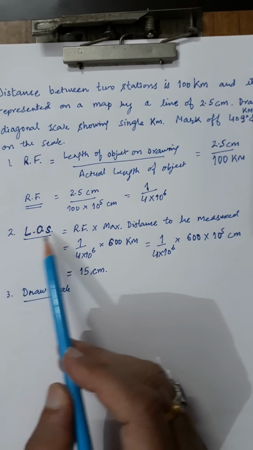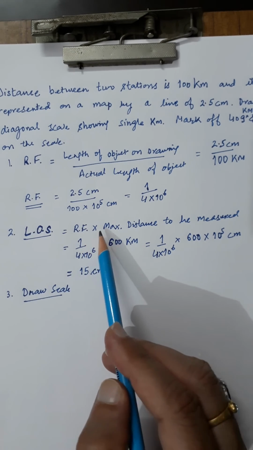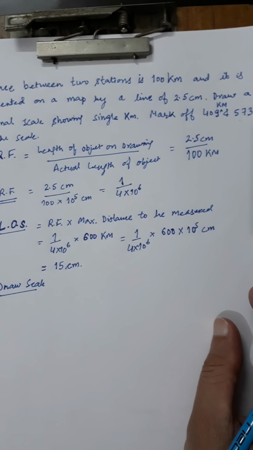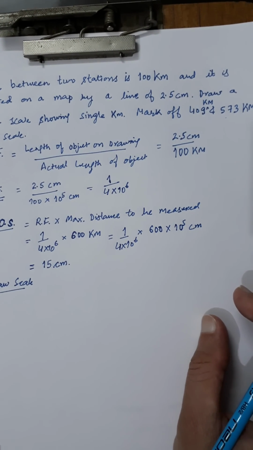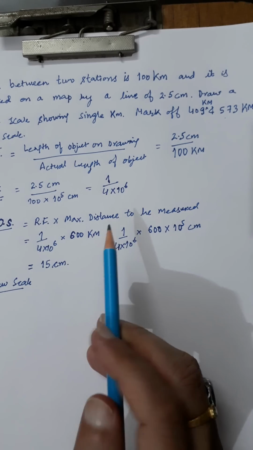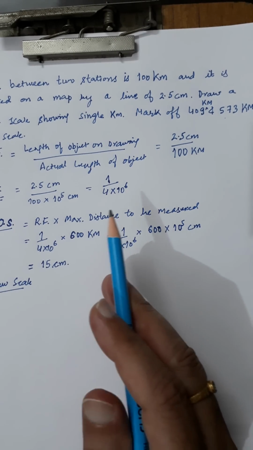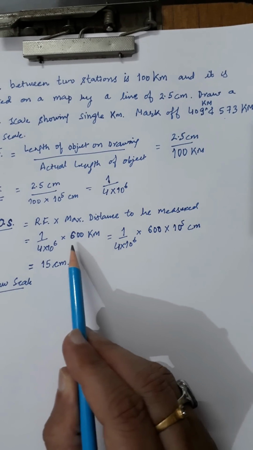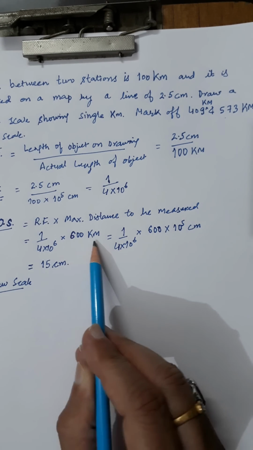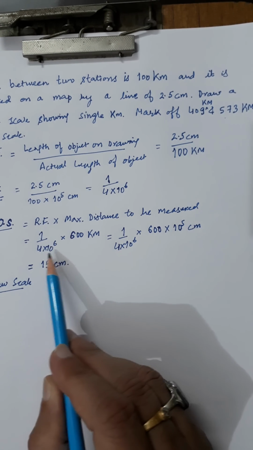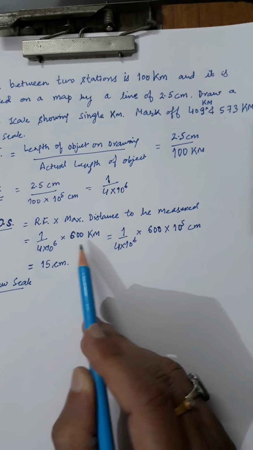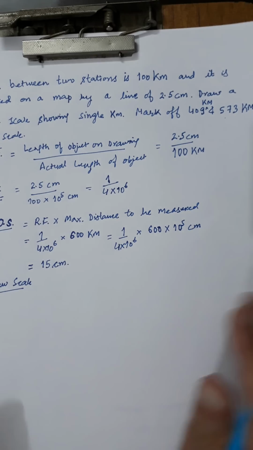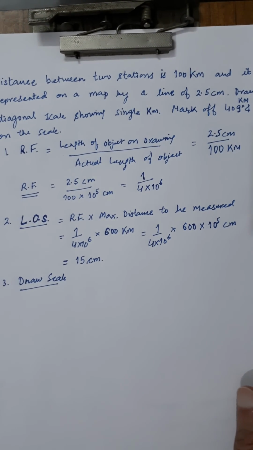Then the second step is to find the LOS. LOS is RF into the maximum distance to be measured. Here the maximum distance of the scale is not given, but the maximum distance to be measured is given, that is 573. So you have to take more than this, you can take 600 or 700. Here you can take a minimum of 600. So 600 kilometers into 1 upon 4 into 10 power 6, and then you convert kilometers into centimeters. You find the LOS as 15 centimeters.